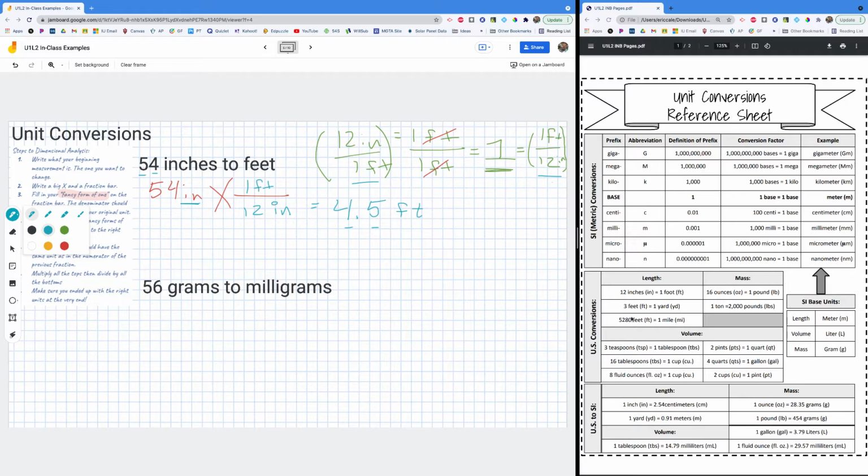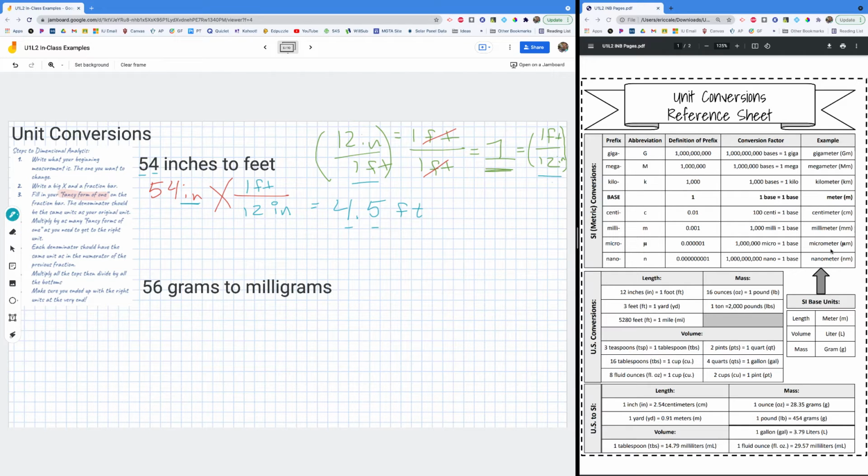That was a US to US conversion, and those conversions are found here in the middle of the chart. Anytime you're going from feet to inches, or ounces to pounds, or tons to pounds, or any kind of volume that has quarts or pints or fluid ounces or cups or anything like that, those are US to US conversions. This one is an SI, or a metric to metric conversion, and all of that can be found here.